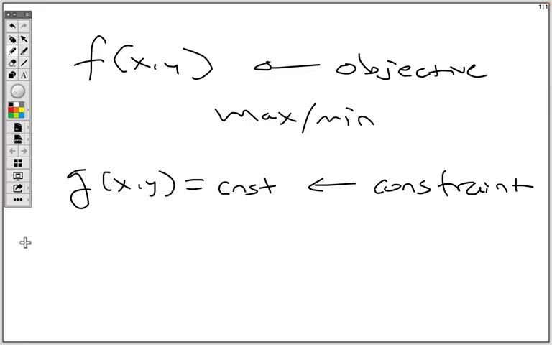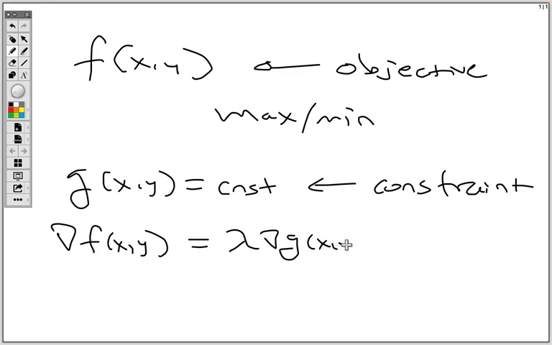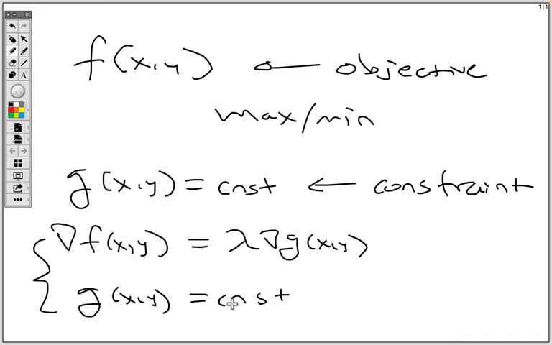And Lagrange's theorem says that the max or the min are going to come from the solution of the following system. Places where the gradient of f is parallel to the gradient of g. And then, of course, you've got the constraint. Okay.